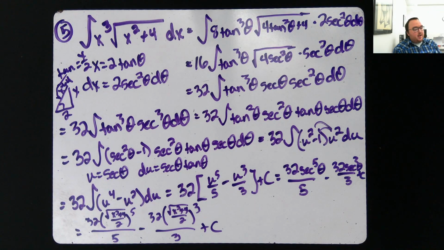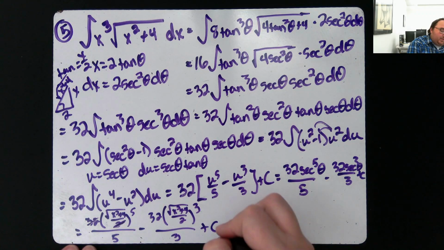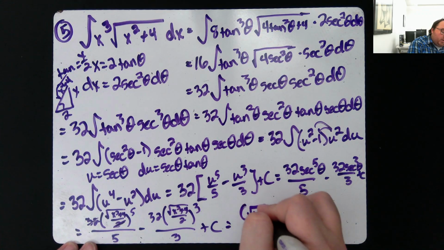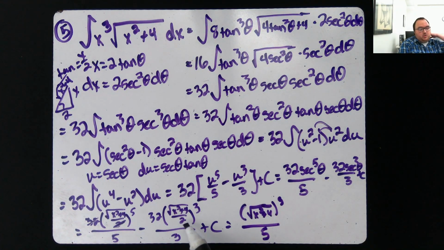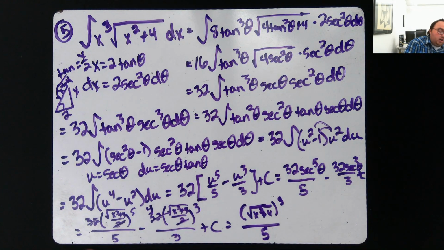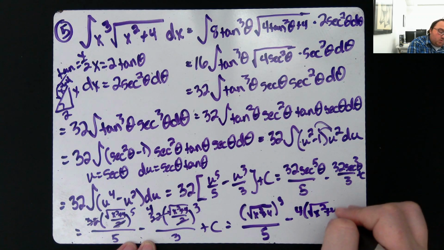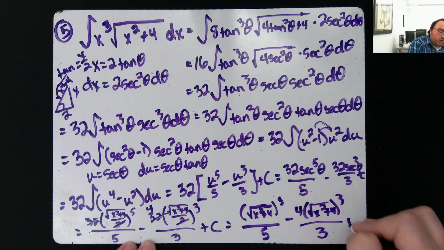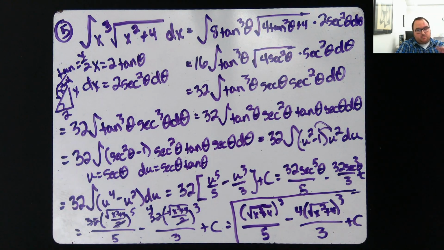That is okay. Technically, I can reduce this a little more because 2 to the 5th is 32. So this is going to cancel out, leaving me with just square root of x squared plus 4 to the 5th over 5. 2 to the 3rd is 8, and 32 over 8 is 4. So this would be 4 times square root of x squared plus 4 cubed over 3 plus c. But again, I'm okay if you want to just stop right here.